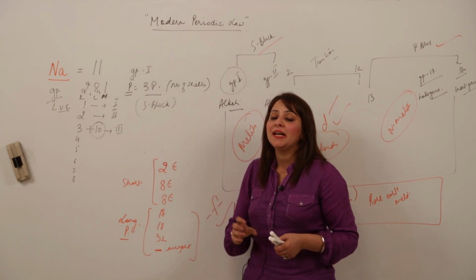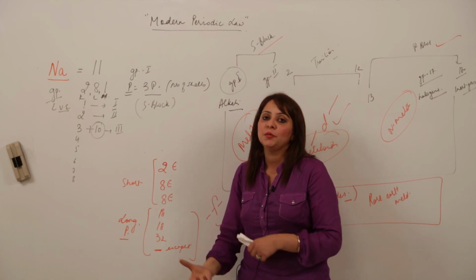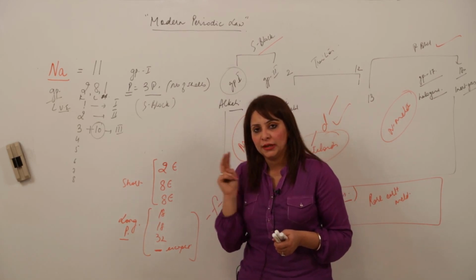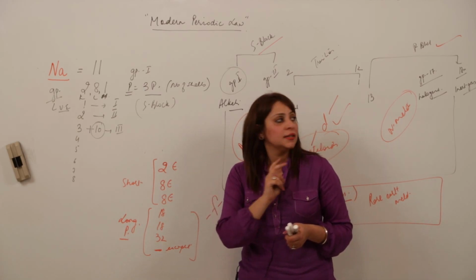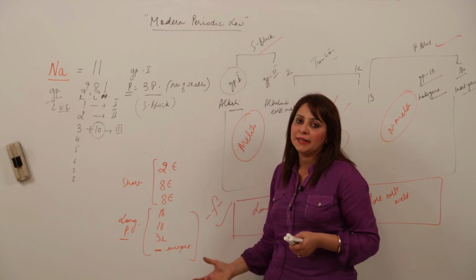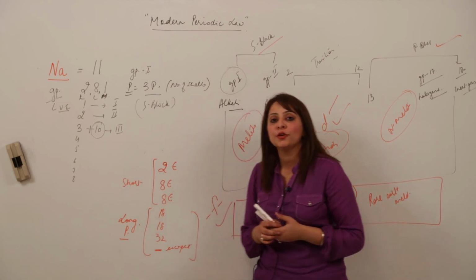And if you remember that a group is given a particular name, just write that it belongs to it. Otherwise you need to remember that groups 1 and 2 belong to the S block, groups 13 to 18 belong to the P block, and groups 3 to 12 are the D block, and lanthanides and actinides are the F block elements. So this is how you are going to look for the position of the element.